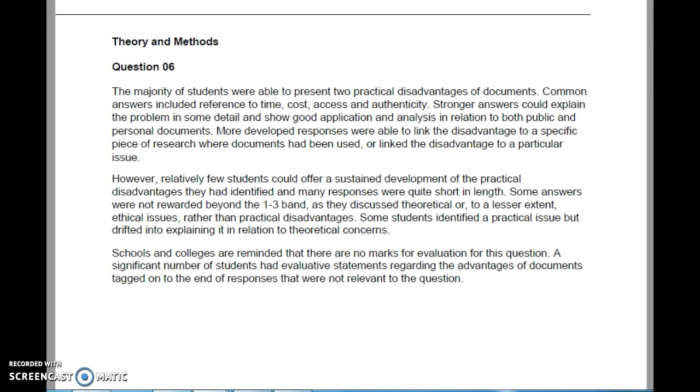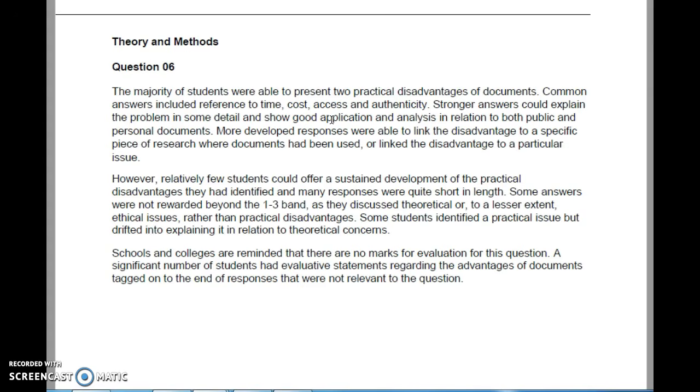You can access these on the AQA website. This is basically what they said. So the majority of students did give two practical disadvantages, and the most common were time, cost, access and authenticity. Your stronger answers could explain the problem in detail and give good application and analysis in relation to both public or personal documents, and that's where the analysis comes into it, that you can make the distinction that not all documents are the same.